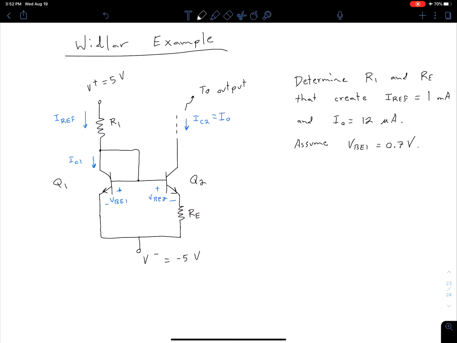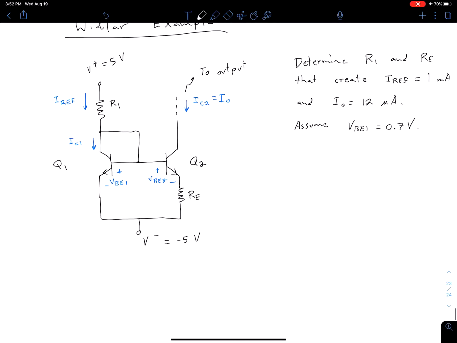One thing to note too, if you were to see this on a test or in homework, and you're just told to create a circuit with these conditions, and you weren't told what type of circuit to use, the fact that our IREF and our I naught are different, and this different, is pretty much a dead giveaway that we're going to be talking about a Widlar current source. Okay, so let's get into how we solve this.